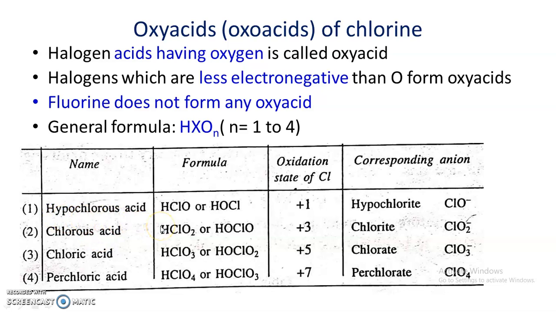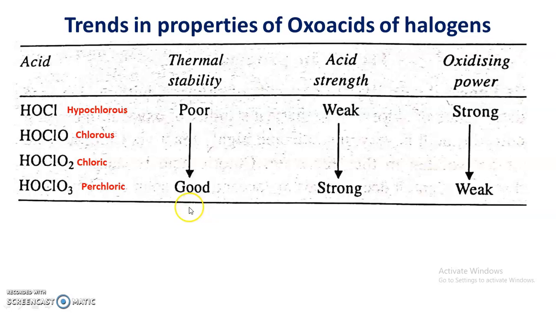These are the 4 types of oxyacids of chlorine. Hypochlorous acid, where the oxidation state of chlorine is +1. Chlorous acid, oxidation state of chlorine is +3. Chloric acid, where the oxidation state of chlorine is +5. And perchloric acid, where the oxidation state of chlorine is +7. Now, what are the trends in properties of oxyacids? These are the 4 acids: hypochlorous, chlorous, chloric and perchloric acid.